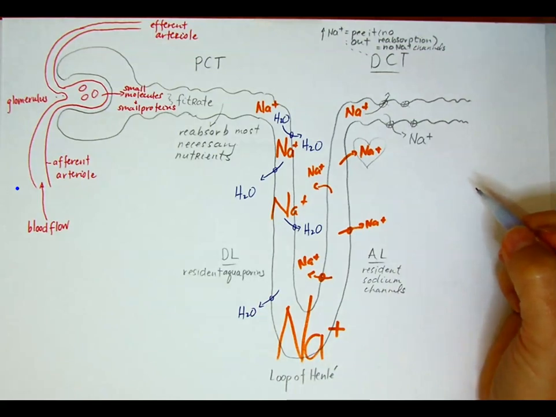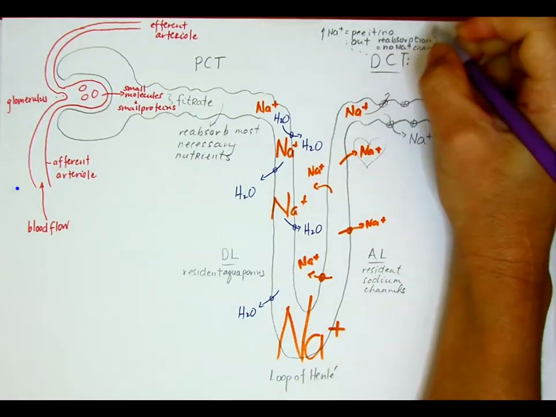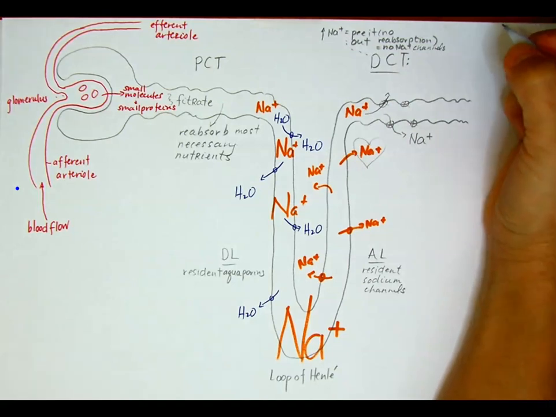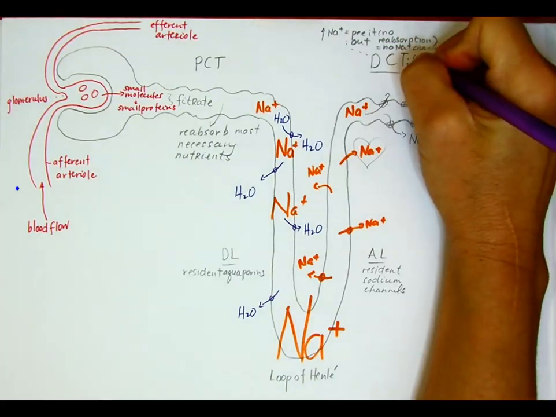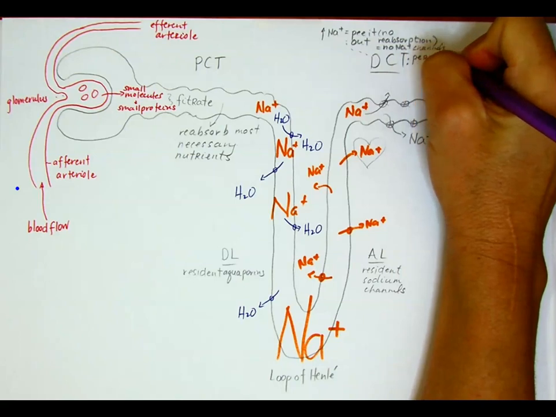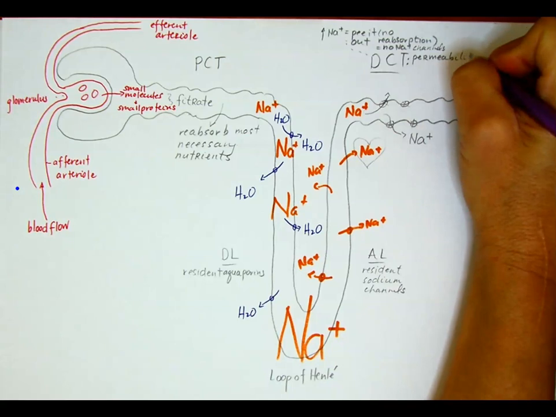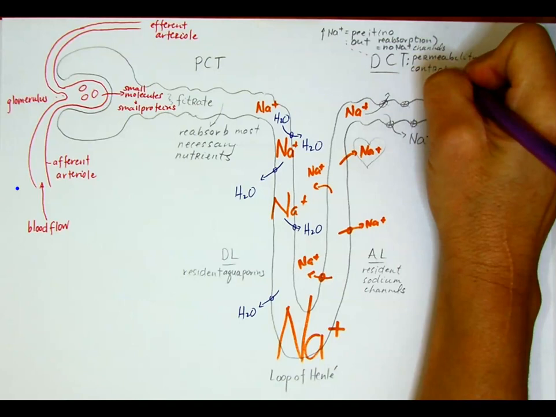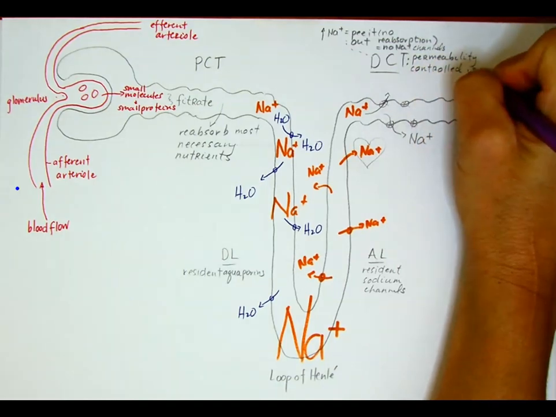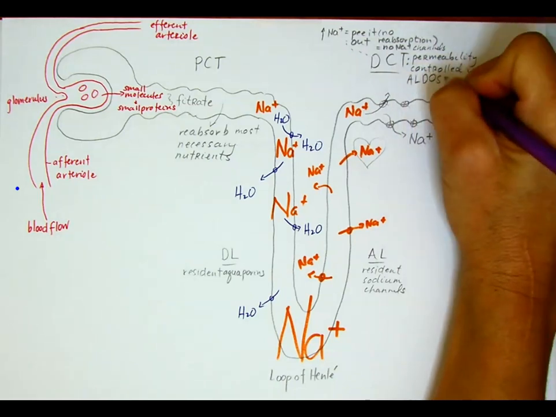Okay. I control whether there is a sodium channel on the cell membrane, and I control it via hormone secretion. Okay. So for now, I'm just going to say that the DCT permeability is controlled by the hormone called aldosterone.